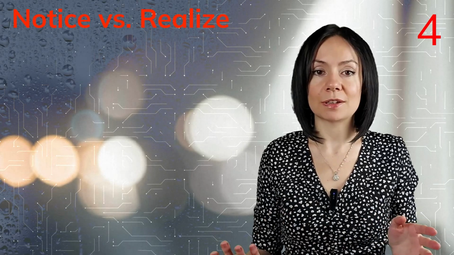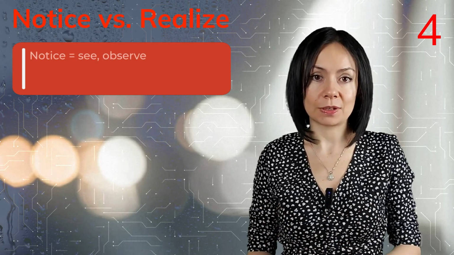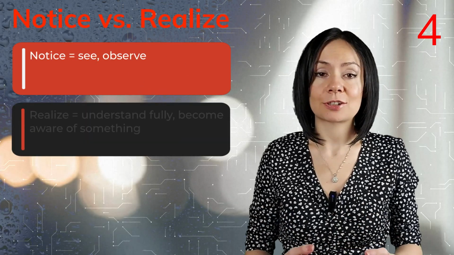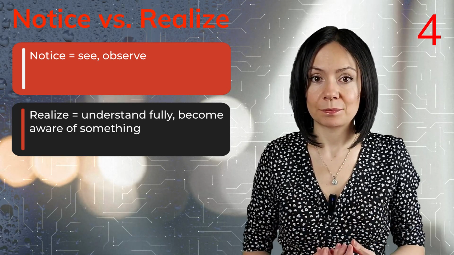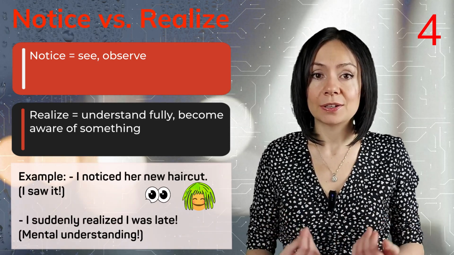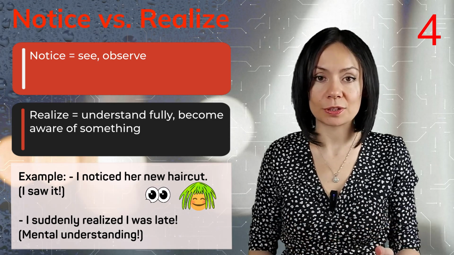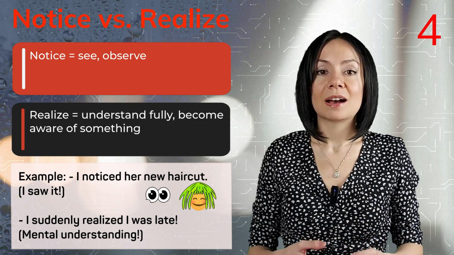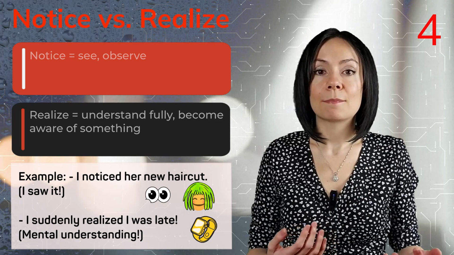Verb pair number 4. Notice versus realize. To notice means to see something or observe something, and to realize actually means to understand fully or become aware of something. For example, I noticed her new haircut. That means I saw it with my eyes, right? I suddenly realized I was late. So that was mental understanding.